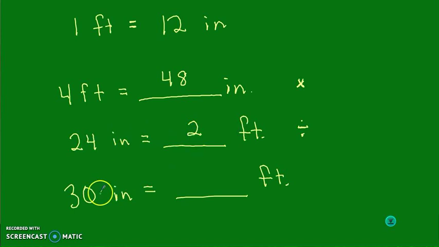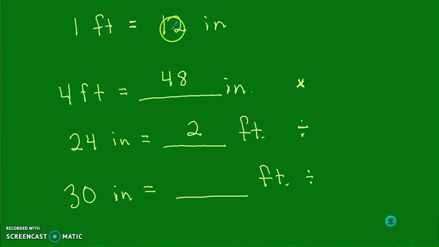Then the last one here, 30 inches to feet. Again, we're going from inches to feet, so the number gets smaller, okay? So we can start thinking about dividing. But if we do 30 divided by 12, we don't get a whole number answer. So there's a number of different things we can do for this. For today, we're going to talk about how many 12s we can get from 30.